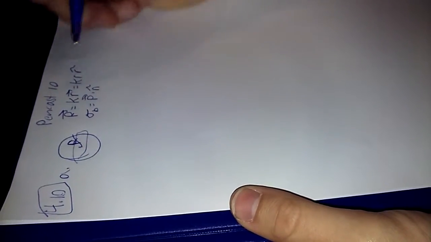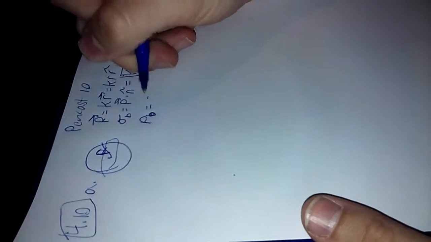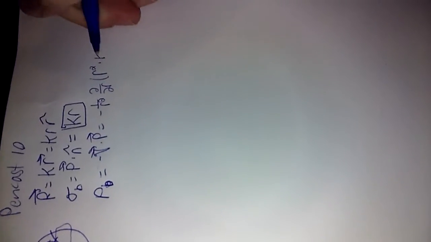Sigma b is P dotted with n hat. Both P and n hat are in the r hat direction, so it's just the same as the polarization, which is kr. Okay, and then rho bound is the negative del dotted with the polarization. Since we only have the r part, we just get 1 over r squared, partial of r squared, dotted with polarization, which is kr. And after going through and doing that math, we get that this is negative 3k.